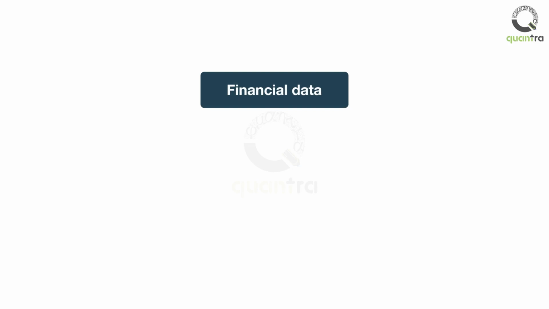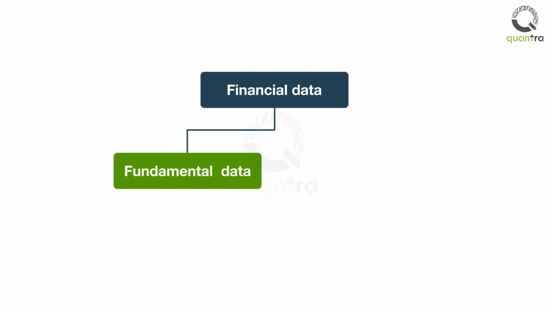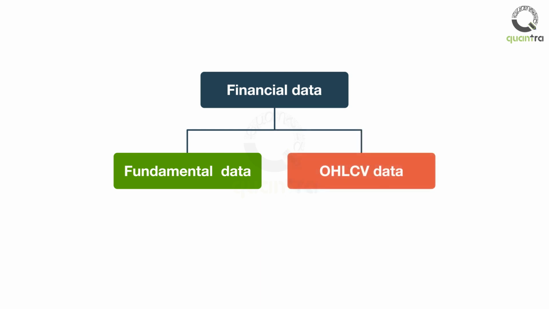Financial data can be of various types. A fundamental analyst will look at the company's reports to analyze data such as earnings, revenue, etc. A quantitative analyst, on the other hand, looks at the OHLCV data.